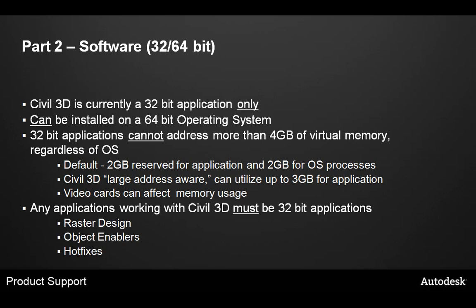And then a final point here is any applications that you want to work with Civil 3D, because it's only a 32-bit application currently, they must also be 32-bit applications. So this would come into play, for example, if you were to install Raster Design to work with Civil 3D, if you're installing object enablers to work with Civil 3D, or hotfixes. In some cases there are options for the hotfixes in 64 or 32-bit. So you want to remember to always select a 32-bit option.